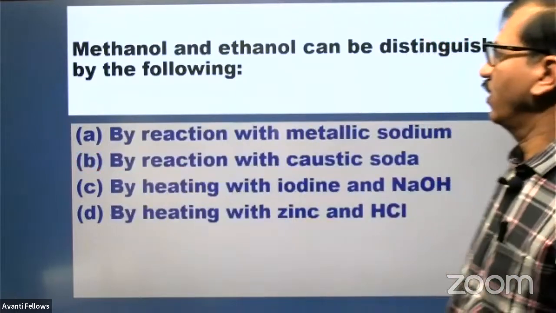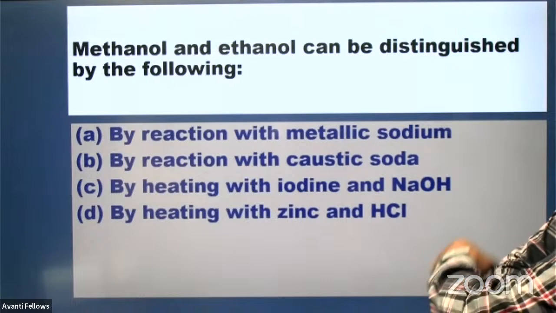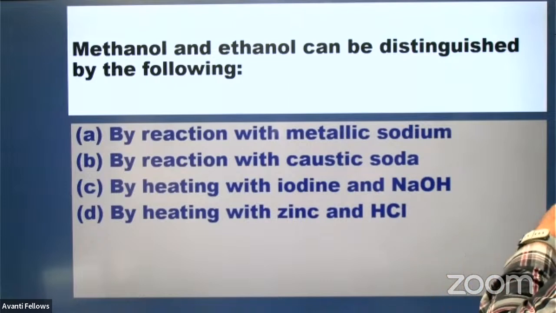Go ahead. Methanol and ethanol can be distinguished by the following. Methanol and ethanol. Option C, sir. Okay.